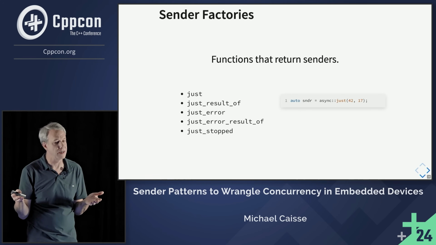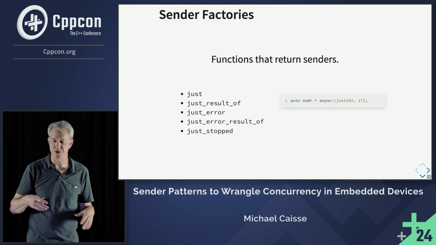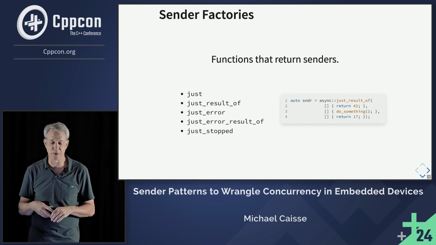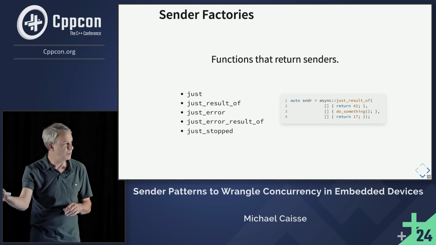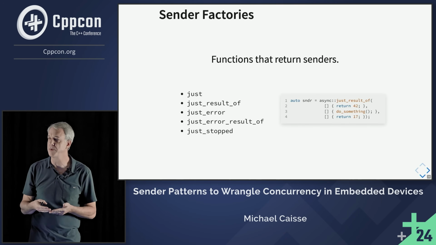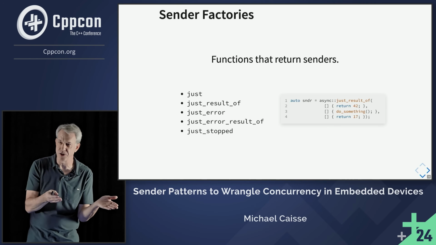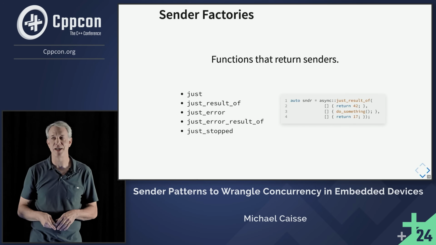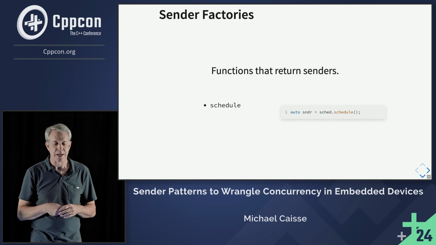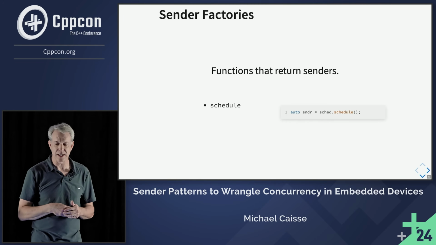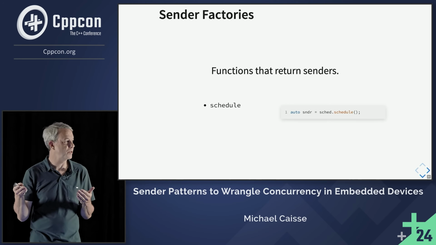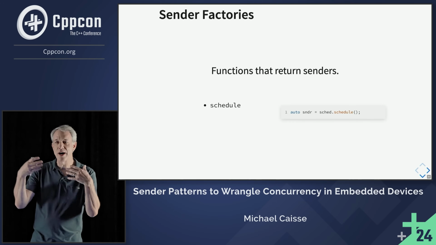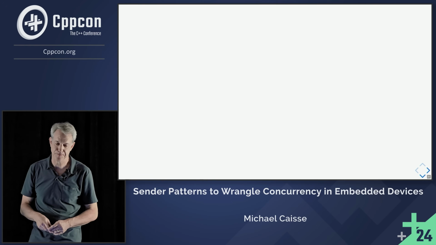Some examples of sender factories: just will just produce a value. Just result of is an example where you give it a set of callables, and the results of those callables are then part of the value channel that moves on. Just error would just produce an error. Just stopped would, as you can imagine, produce a stopped. There is a schedule function that can be called on a scheduler that produces a sender that doesn't actually do anything yet, but is where something that's going to be done will happen.